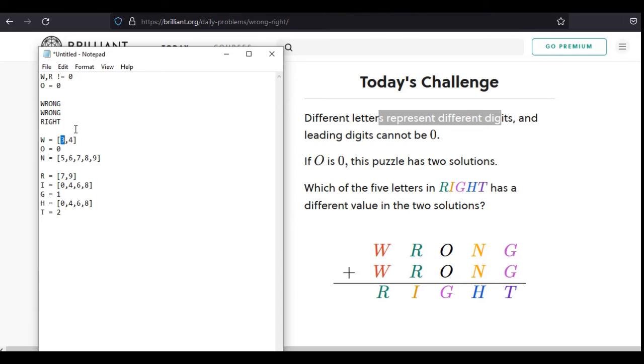What about 47 plus 47 making it 94? That doesn't work. 49 plus 49 makes it 98. That works. Okay, so if we look at WR combinations, it is either 37 or 49.